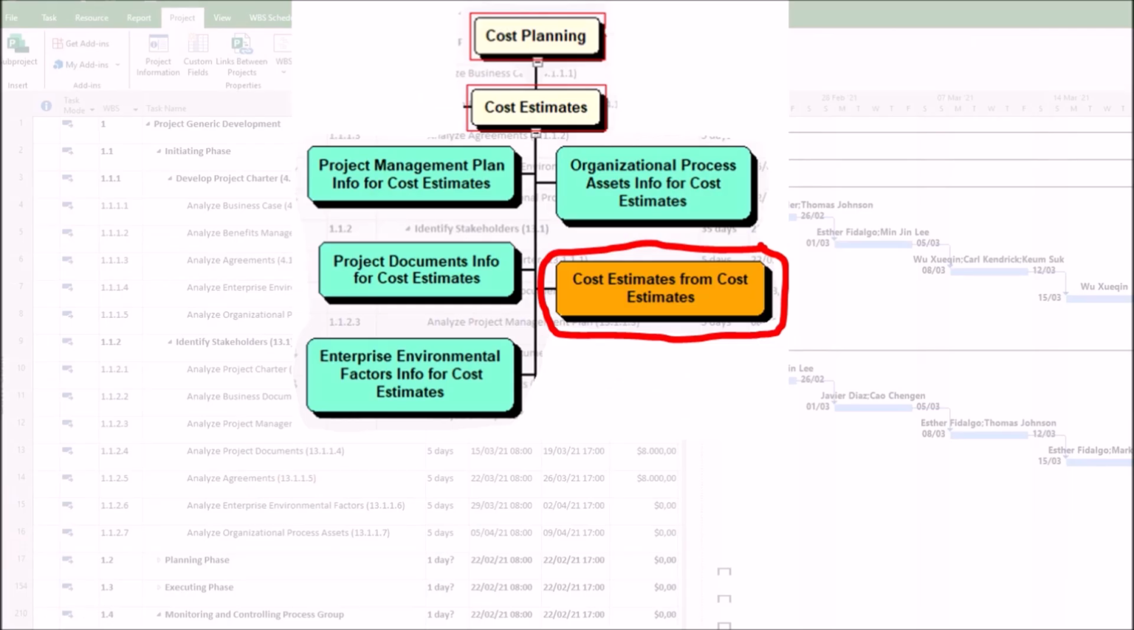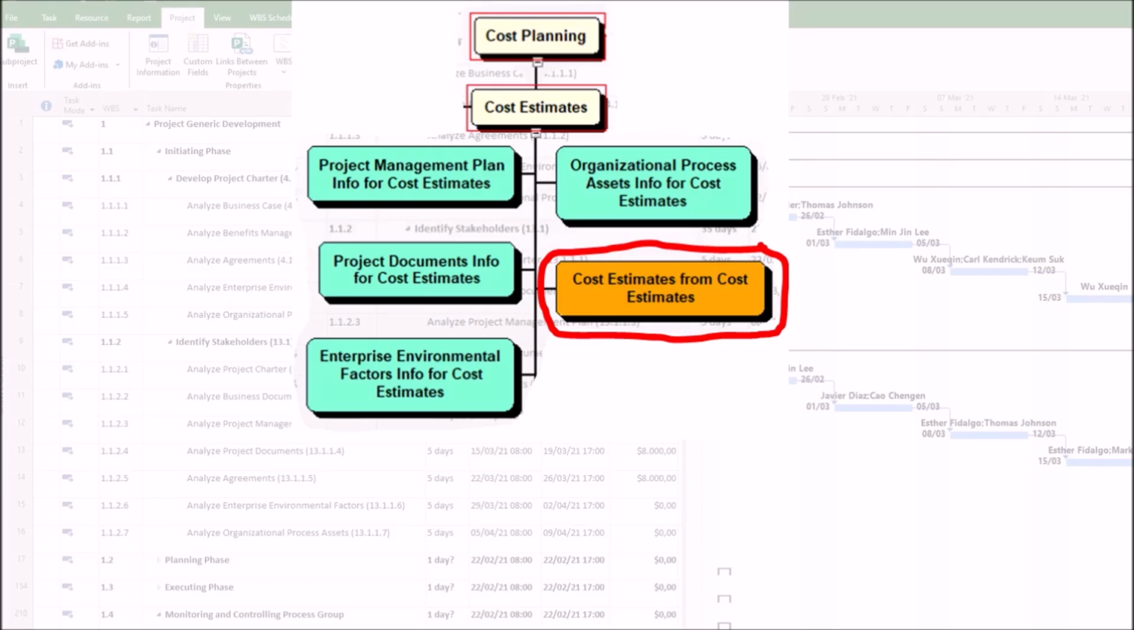How important is the cost estimates output in the Estimate Costs process? In the PMBOK Guide, the cost estimates output is a critical deliverable of the Estimate Costs process. Here we have the key components of cost estimates.